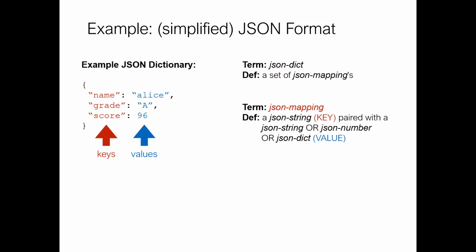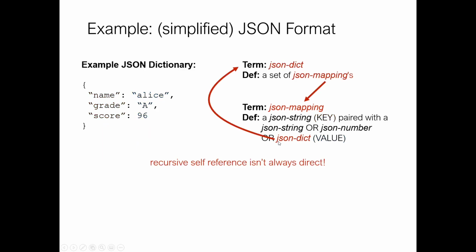A JSON mapping is a JSON string. Here we have name, grade, and score, the keys. And that's going to be paired with either a JSON string or a JSON number or a JSON dictionary as the value: Alice, A, 96. So here I have a JSON dictionary circularly referring up here to the JSON dictionary, which is a mapping. JSON mapping contains the JSON dictionary. So the recursive self-reference here is actually circular. I've got more than one thing involved. It doesn't necessarily have to be direct.